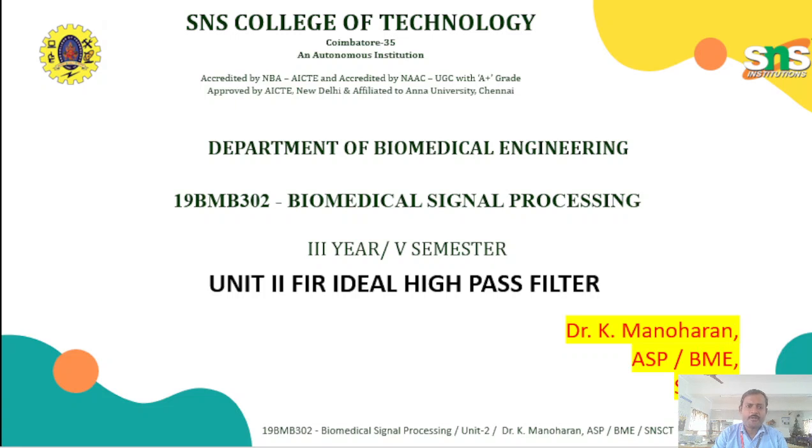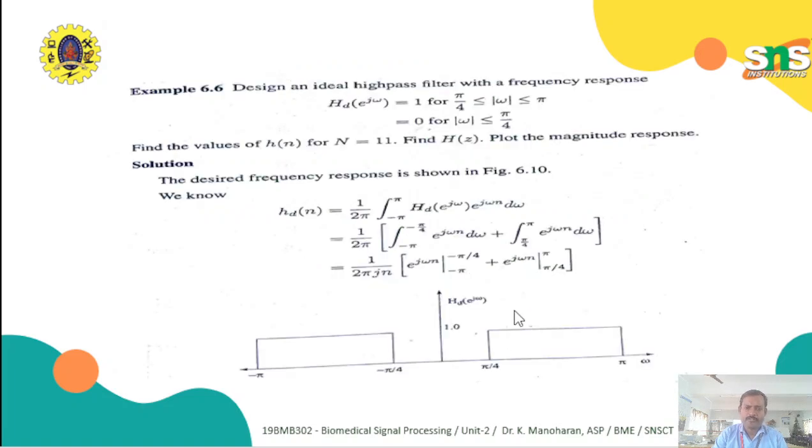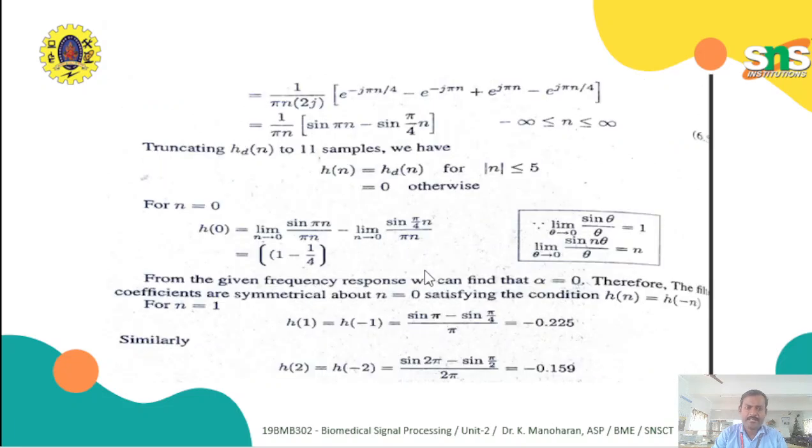So today in class we are going to discuss the FIR ideal high pass filter. Last class we discussed and computed up to the filter coefficients. Now we are going to take the individual values. Last class we drew this plot and found this hd of n. Also we found the final expression. Now we are going to find the individual samples.